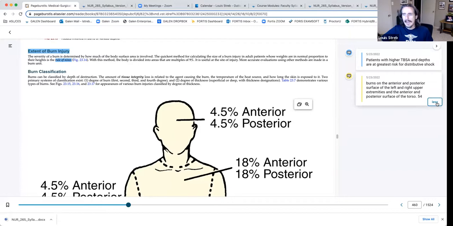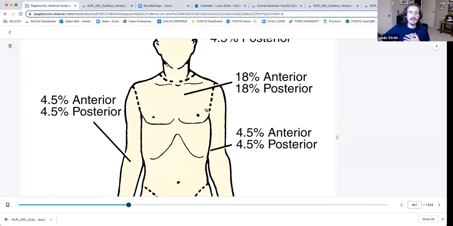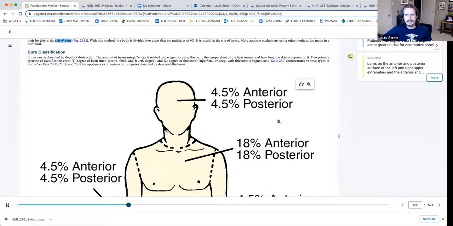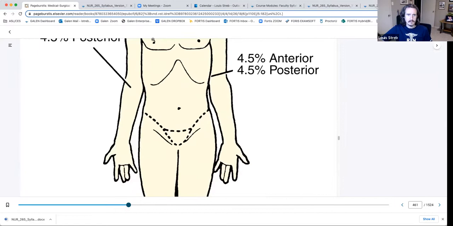When I'm looking at burn classifications, make sure you can look at the body. We're not going to ever give you a picture of the body and say, what's the percentage? We're going to say, hey, the patient was burned. I just got some examples. Burns to the anterior and posterior surface of the left and right upper extremities. That's very specific, right? The left and right upper extremities. That means arms. So 9%, 9%, that's 18 already. So let's see what it says.